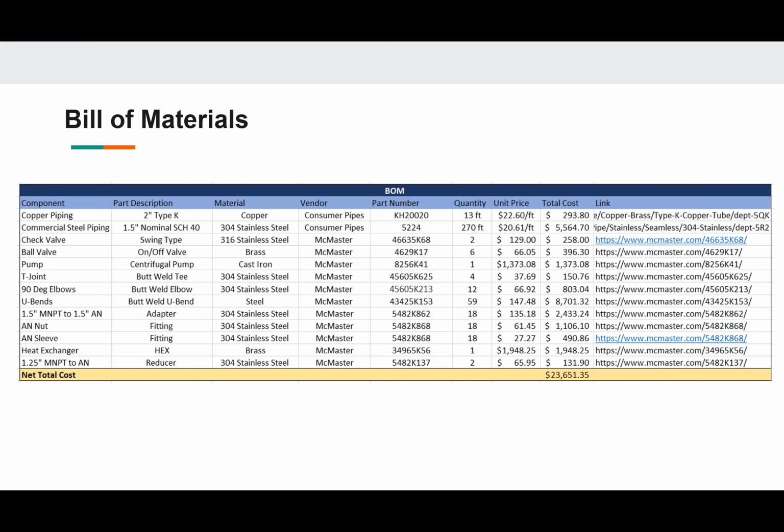And the total cost of all the components comes out to be $23,651. McMaster was chosen as the preferred vendor over others based on their availability, available inventory, and low lead times. If we were to order from McMaster, most components will come within 2 weeks.